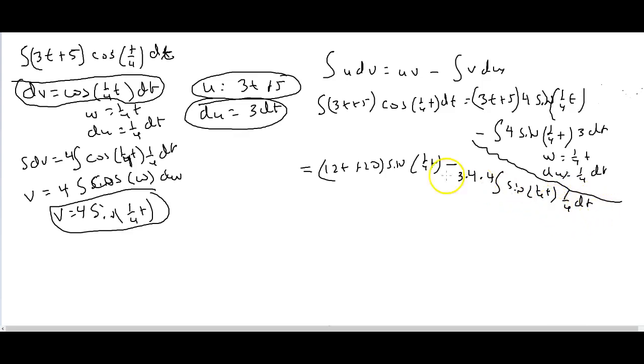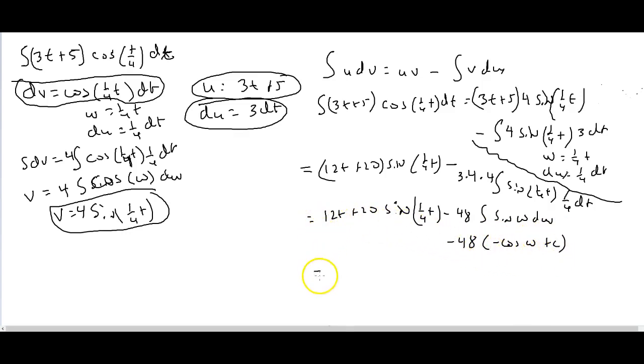And then I look at this and go, all right, well, let's clean up. We're almost done. This first part's going to be still ugly. 12t plus 20 sine 1/4 t minus 3 times 4, 12, times 4 is 48. And this is the integral of sine w dw. All right, so since I got sine w dw, what gives me that? It has to be a negative cosine, right? So negative cosine w plus c.